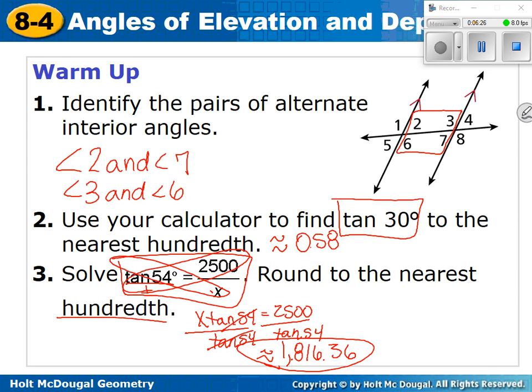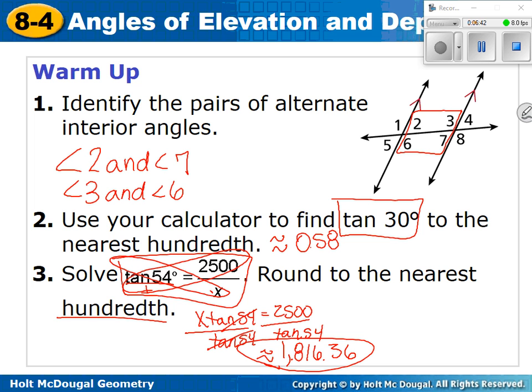Yes. So what Peyton just asked is, wasn't there a trick in the video? There was a trick in the video that said when x is in the denominator, you can just simply switch the trig function. So you can definitely use that trick. It works every time, or you can just put it over 1 and cross multiply.